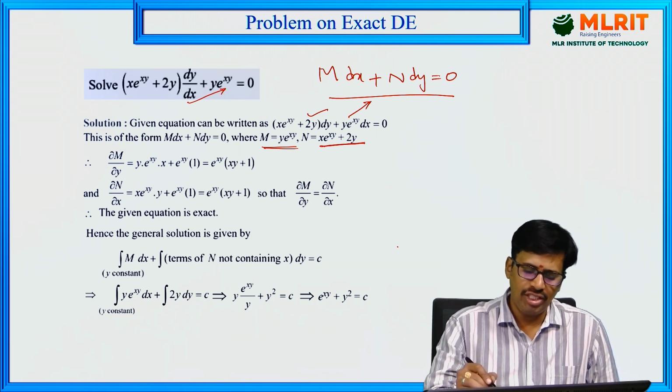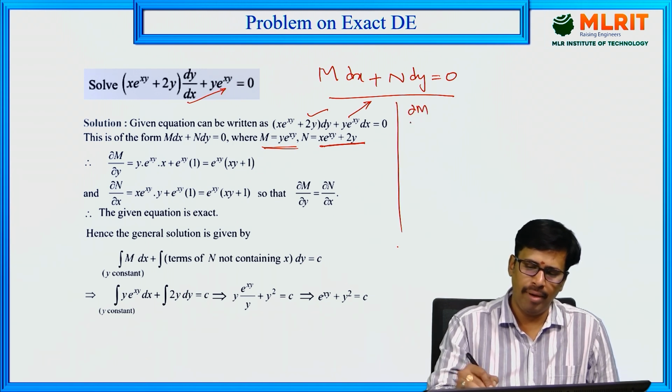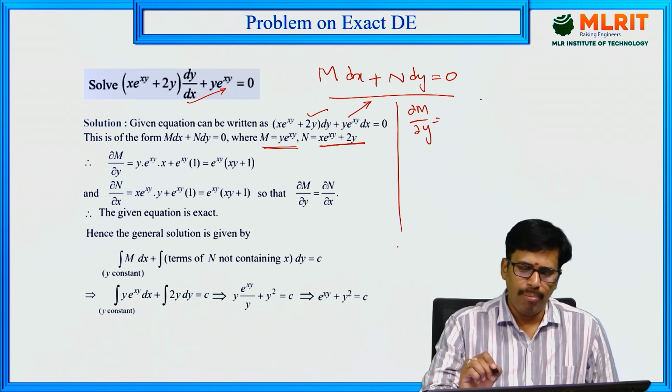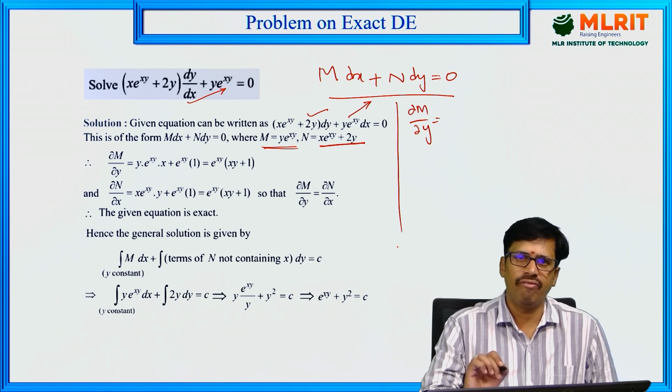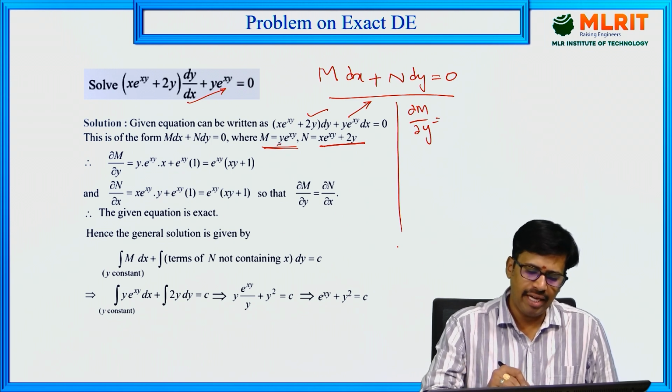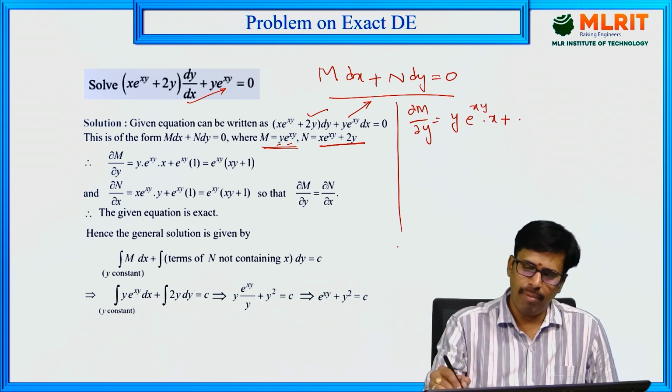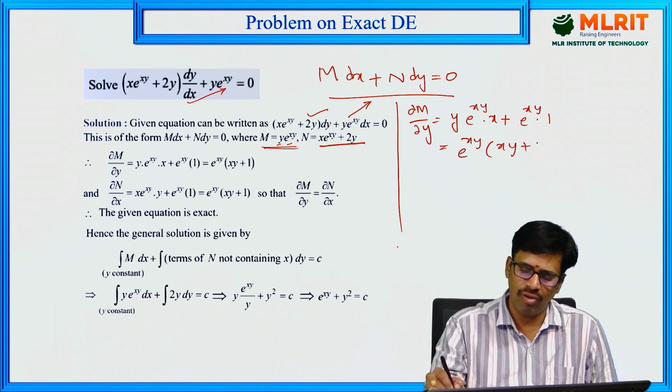Now let us differentiate m with respect to y partially, dou m by dou y. Here y into e power xy, let us differentiate this with the uv rule. First one, take y as u, e power xy as v. What is the derivative of e power xy with respect to y? E power xy into x plus e power xy into derivative of y, which is 1. So if you take e power xy common, this can be written as xy plus 1.